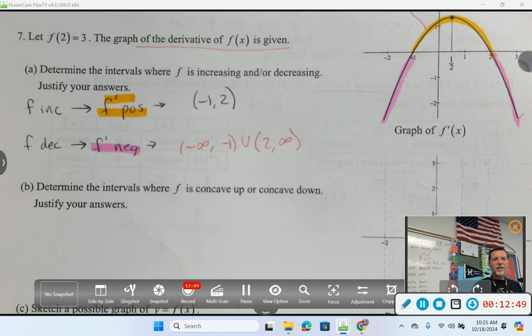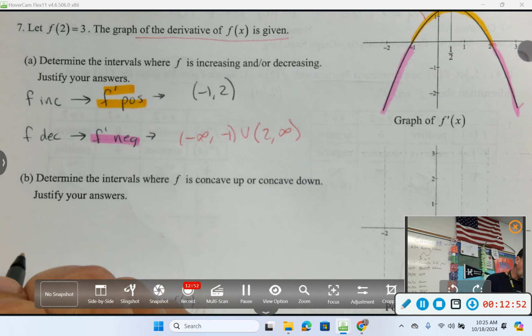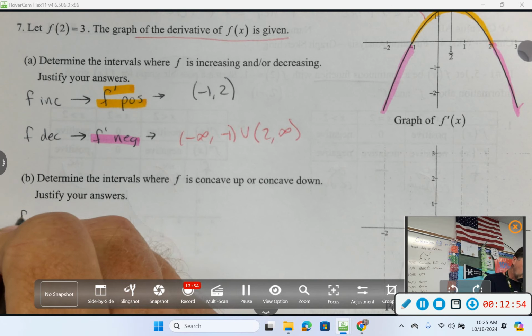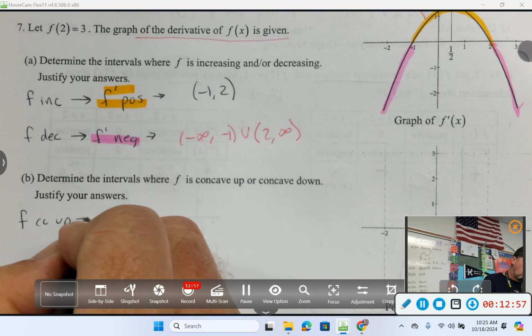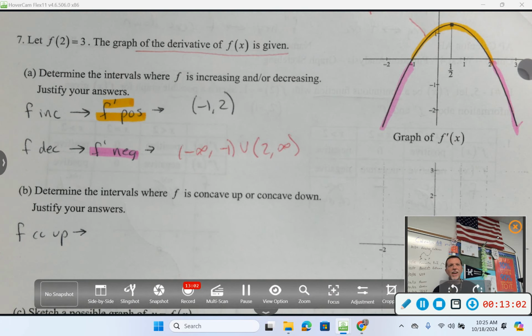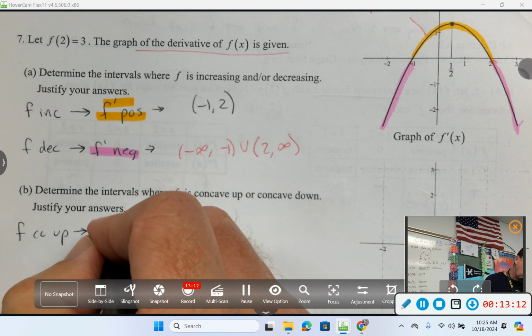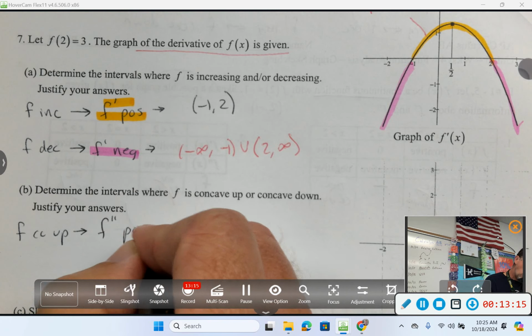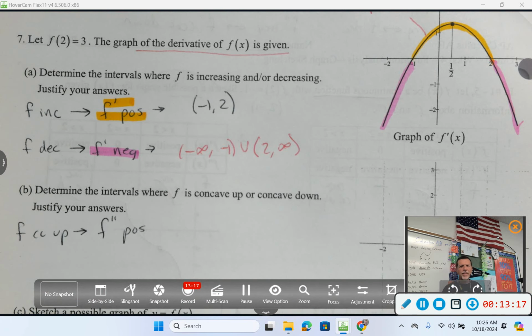All right, part B. Determine the intervals where f is concave up or concave down. Okay, so forget about this graph right now. How do you know when f is concave up? What would be true? For f to be concave up, f double prime is positive. Okay, that's true, but that's not helpful for this problem because I don't know what f double prime is.